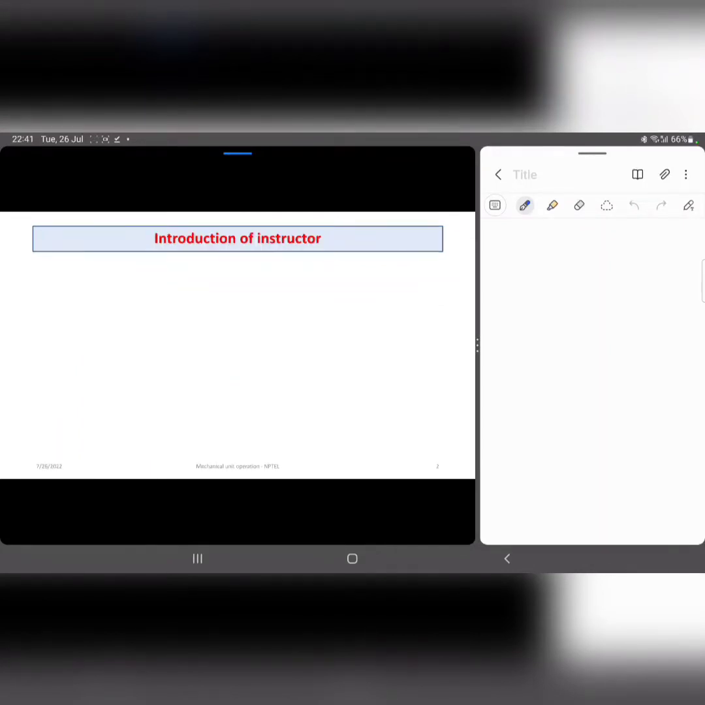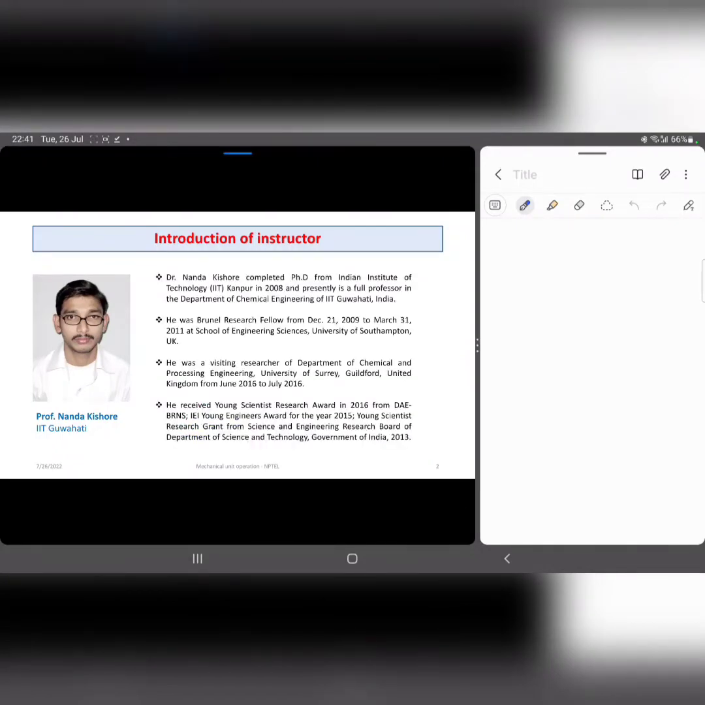Okay. Now I want to give a brief introduction of our instructor. The instructor of this course is Professor Nanda Kishore. He is a professor at IIT Guwahati. He completed his PhD from IIT Kanpur in 2008. He was a Brunel Research Fellow after his PhD at the School of Engineering Sciences, University of Southampton, UK. He was also a visiting researcher at University of Surrey, United Kingdom.